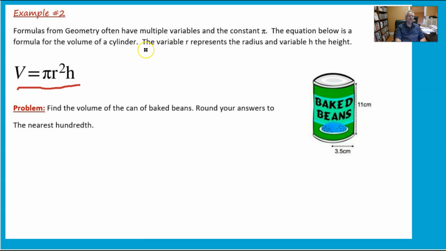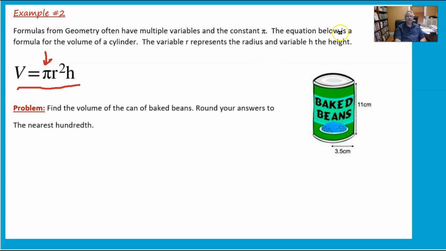So formulas from geometry often have multiple variables. We have r, that's for the radius of the can. We have h, that's for the height of the can. But what we're trying to find is v, the volume of the can. This, pi, as you know, is not a variable. It's a fixed number. It's always 3.1415. Okay, I don't know the rest of pi. But pi is a constant. It doesn't change value. But these other guys do.